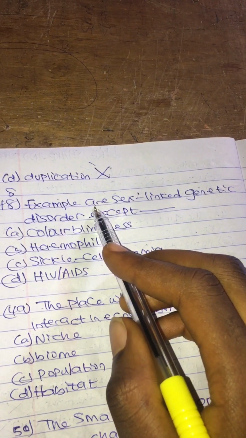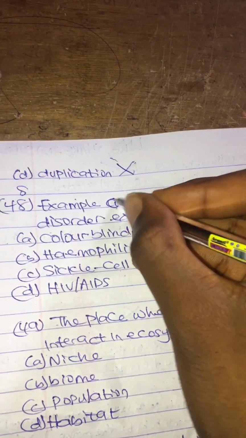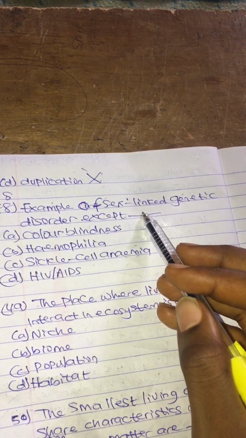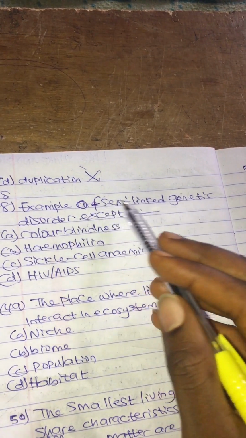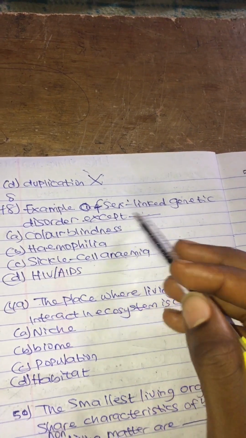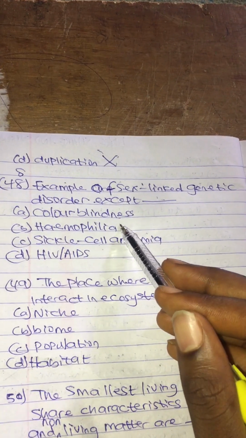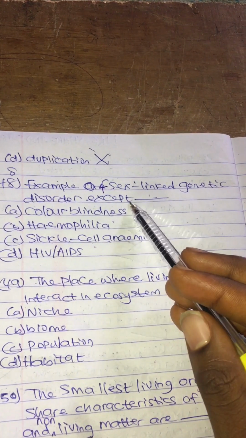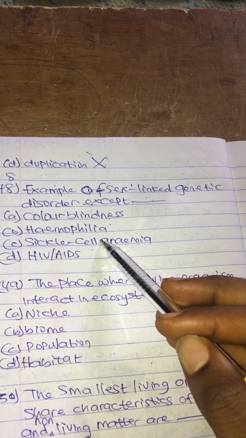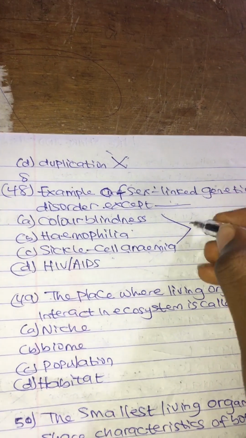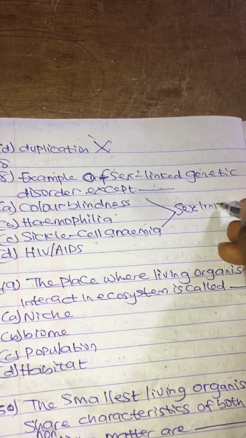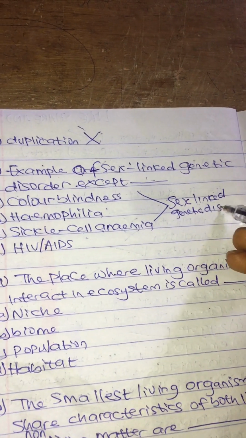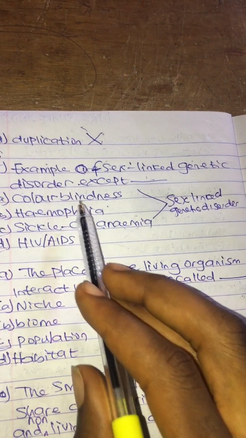Example of sex-linked genetic disorder except dash. All are example of sex-linked genetic disorder except dash. A, color blindness. B, hemophilia. C, sickle cell anemia. D, HIV/AIDS. Color blindness, hemophilia, and sickle cell anemia, they are all sex-linked character. They are all sex-linked genetic disorder. They can be transferred from the mother to the son.